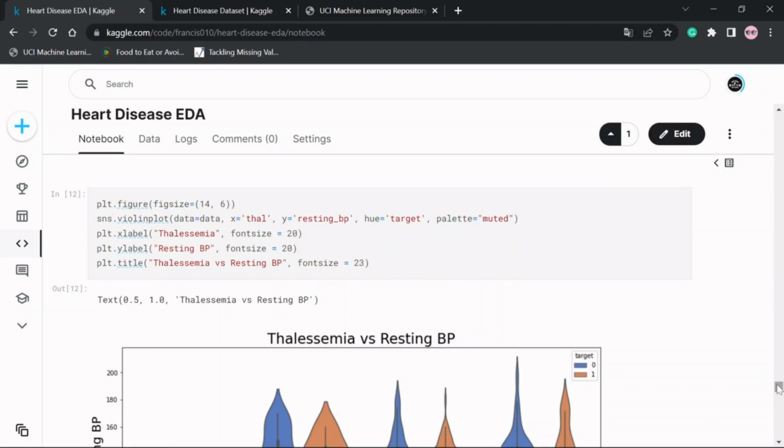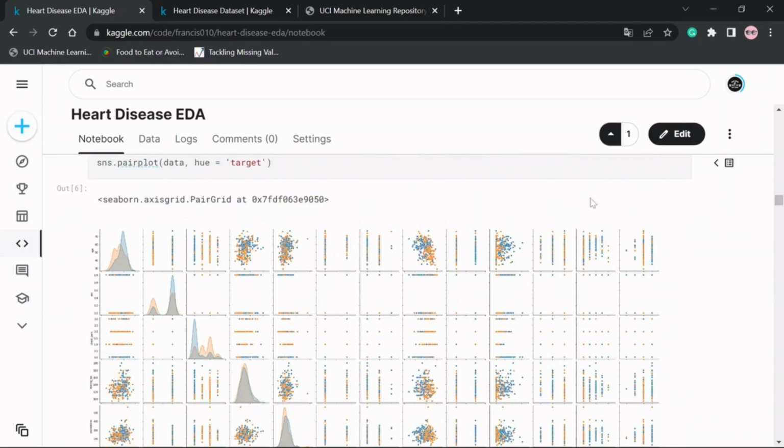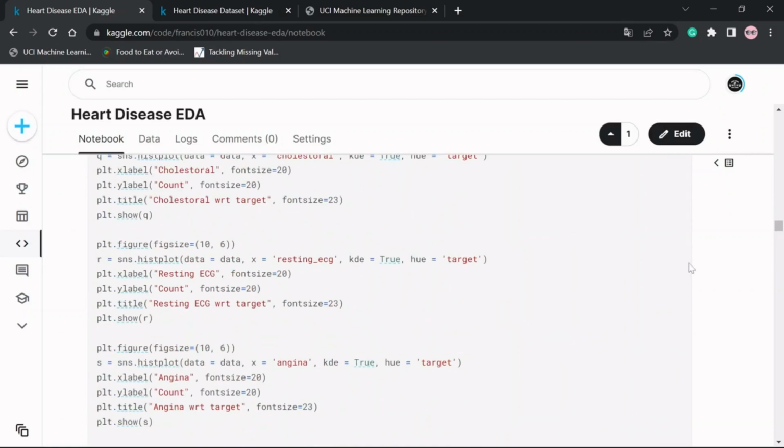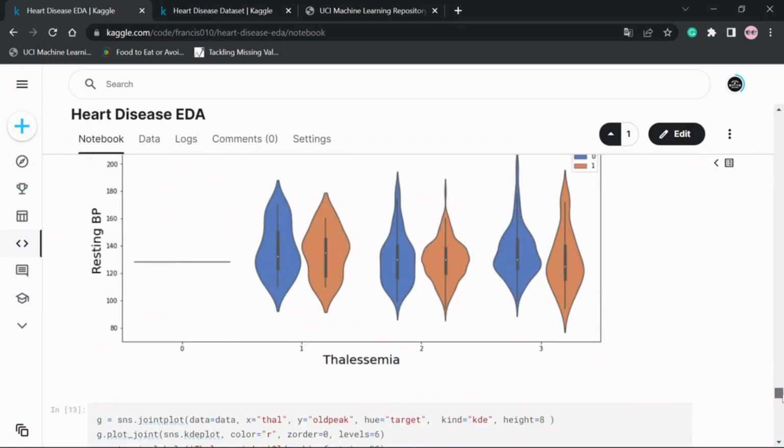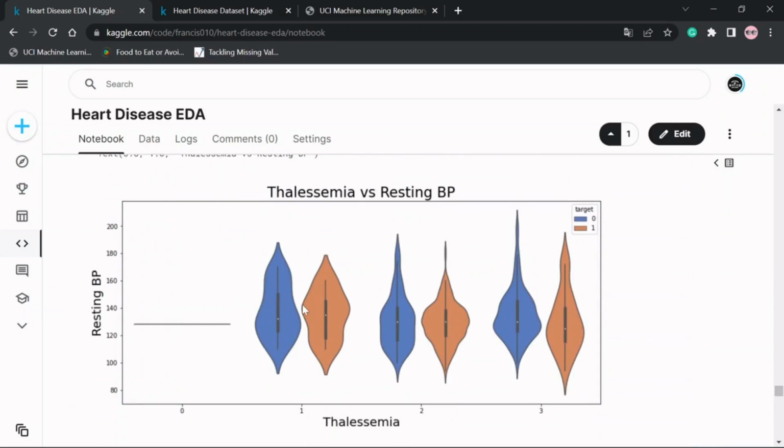Now moving forward, we have plotted a violin plot here. In the pair plot, we saw that it does not represent much, as most of the data points are on the same line, and we do not have much clarity on what is going on. So what I did was I took the help of a violin plot.